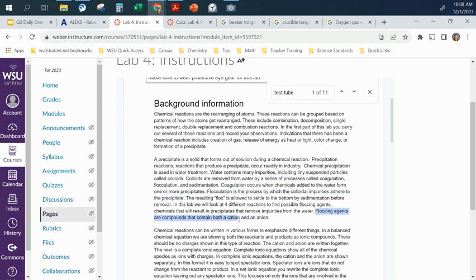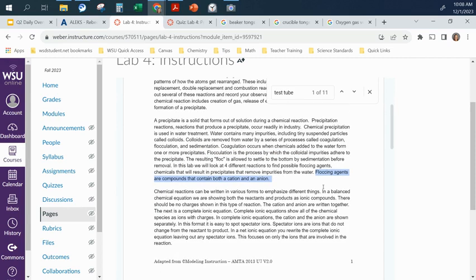Flocking agents are compounds that contain both a cation and an anion. Okay, well, I'm not sure what they mean. So something like that. And that helps us to precipitate the ions in the solution.